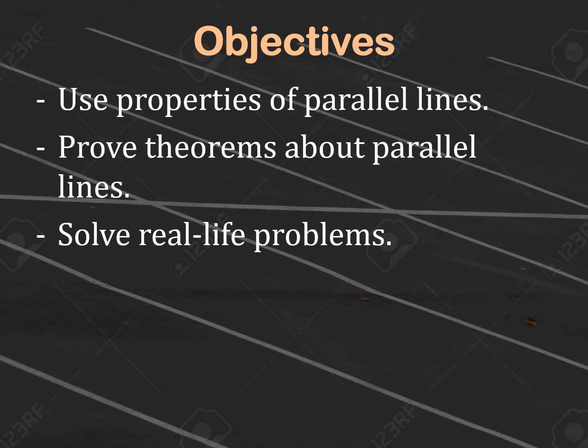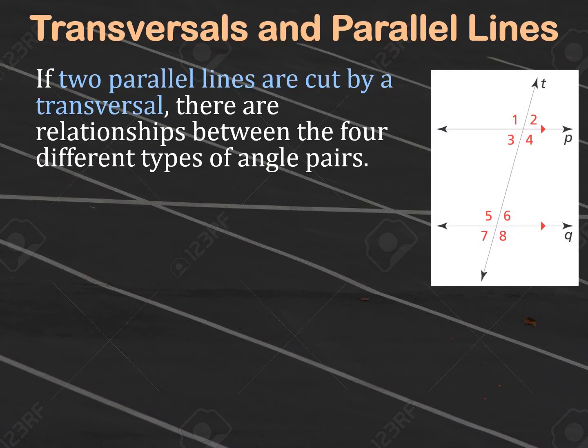Our objectives are to learn to use the properties of parallel lines as well as proving theorems about parallel lines. If you recall from section 10.1, a transversal is a line that intersects two or more other lines. So here, line T is the transversal. It intersects both lines P and Q.